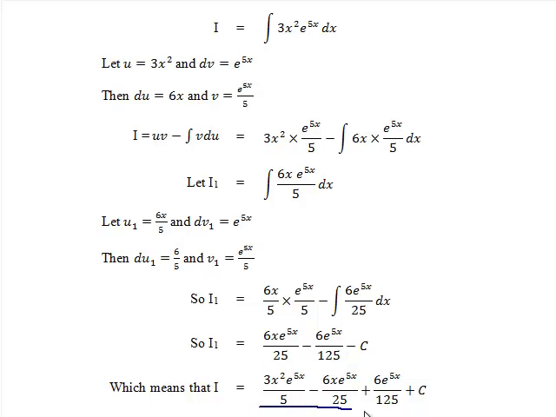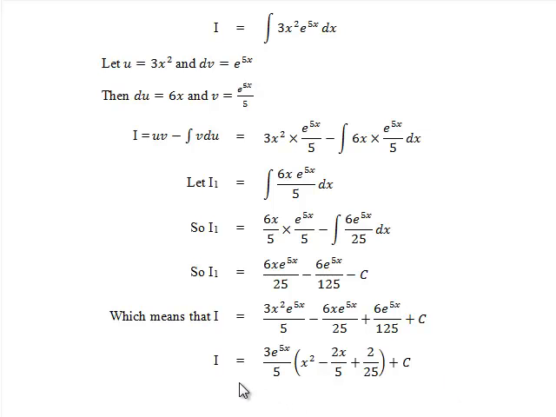And looking at this expression, you can see we've got a 3 e to the 5x over 5 as a common term. So removing this bit here to give me a bit of space, we can write that the integral of 3x squared e to the 5x is equal to 3 e to the 5x over 5 times x squared minus 2x over 5 plus 2 over 25, plus the constant.